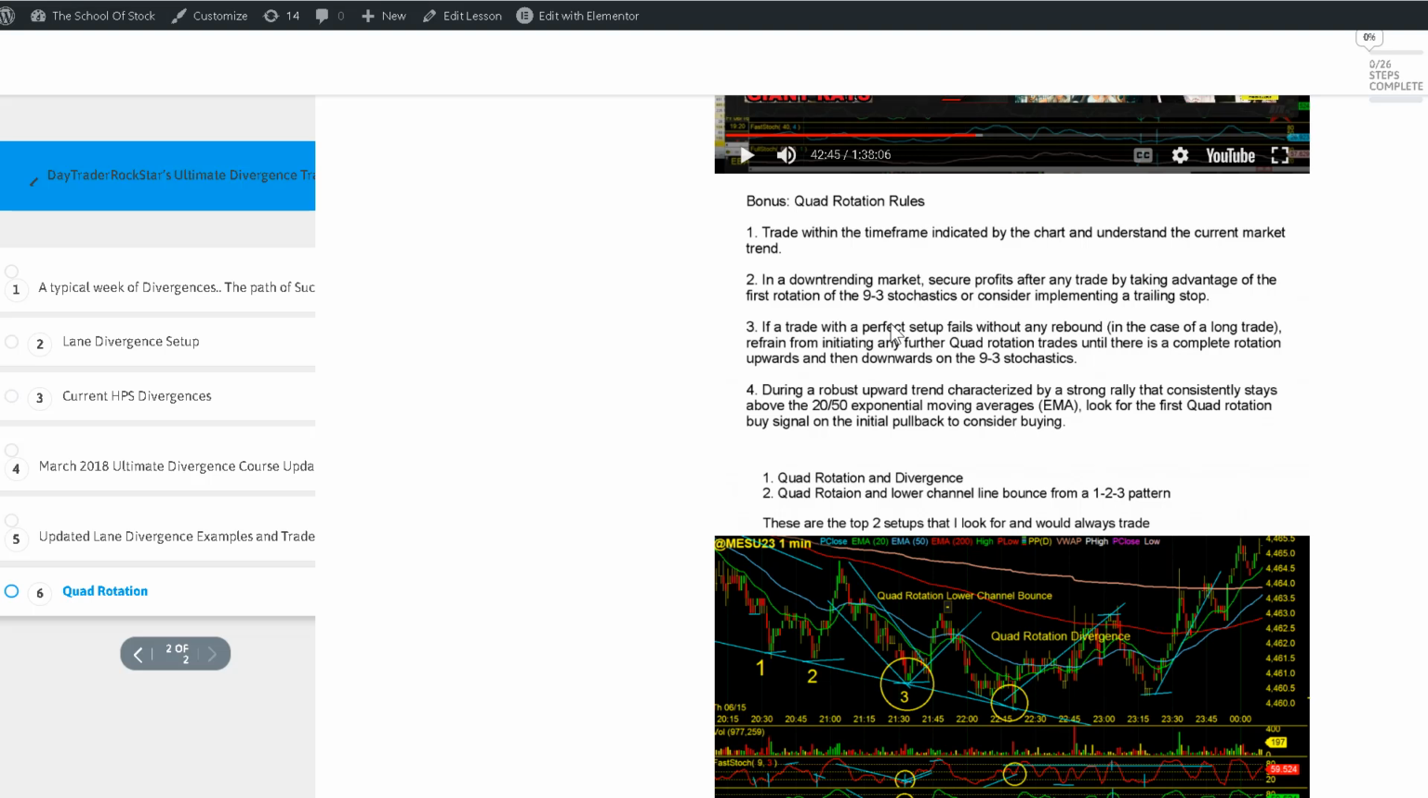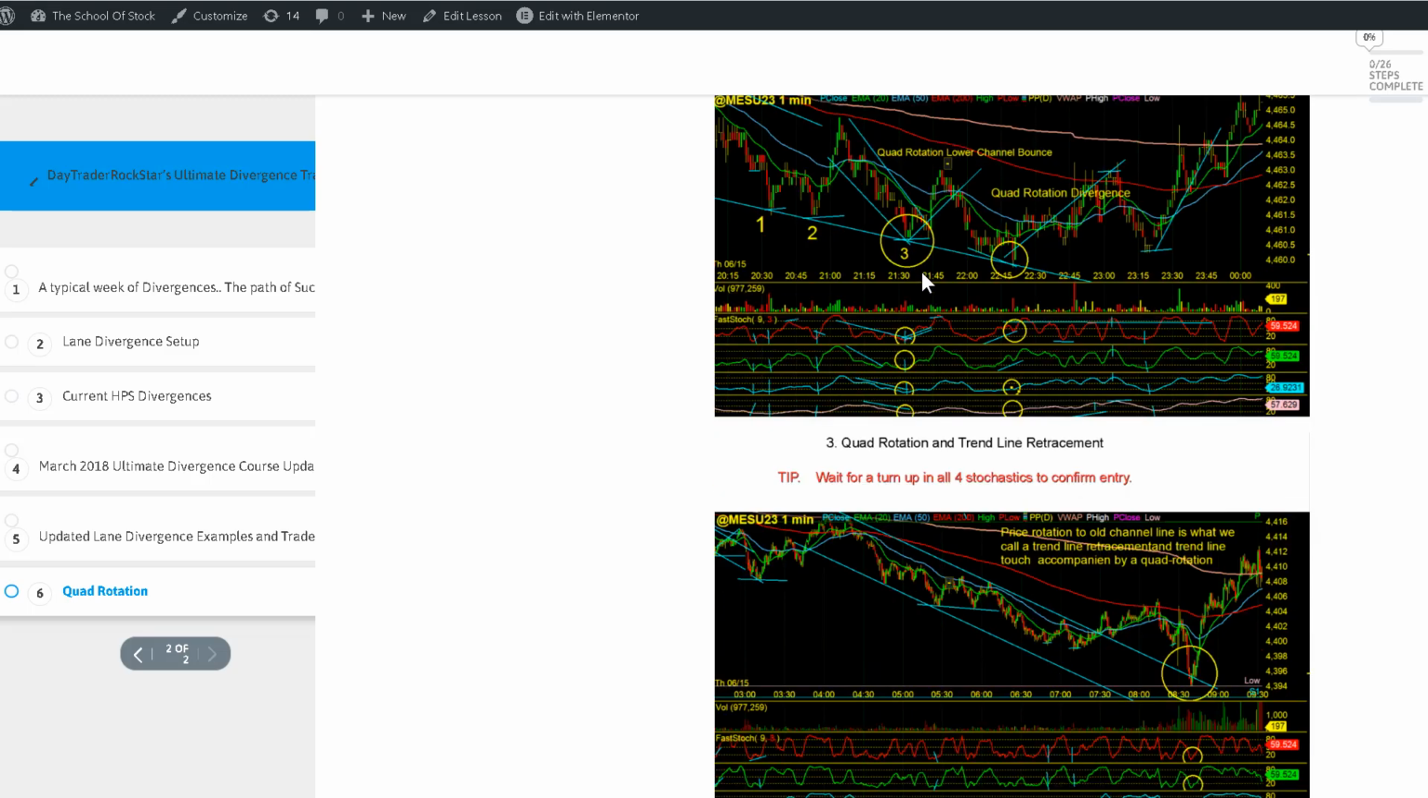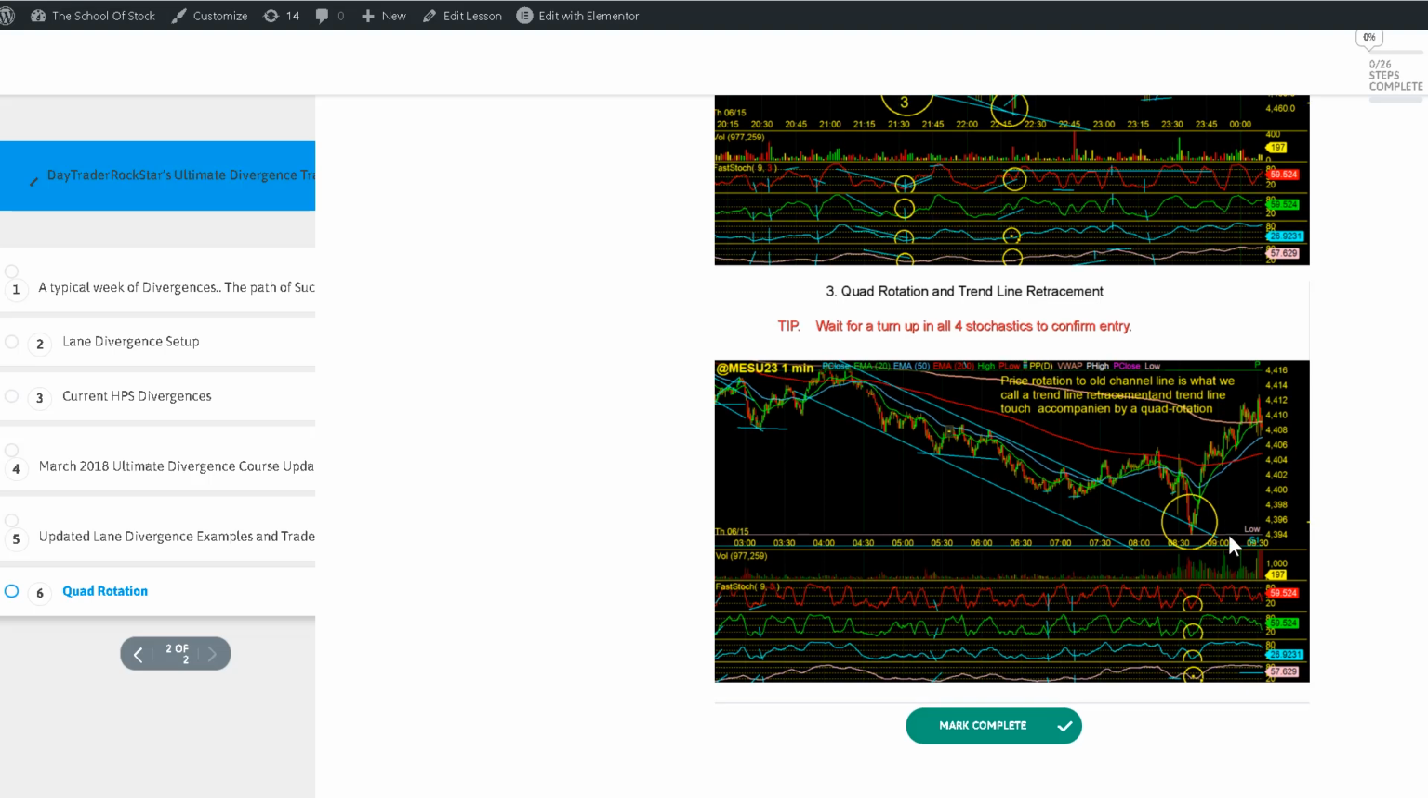Quad rotation rules, very important. They've never been down on paper before, so I put them on paper for you with the examples to help you identify them a little bit better. And remember, we're looking at the quad rotation as the number one setup we look for. The quad rotation doesn't happen all the time. It happens because it takes multiple time frames.